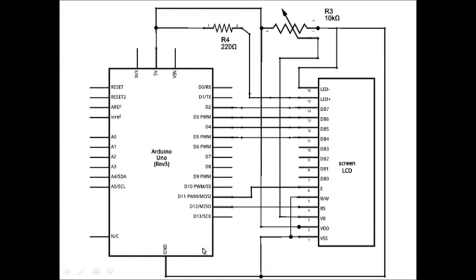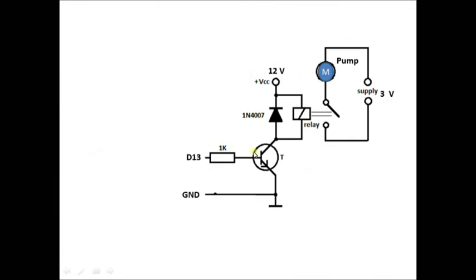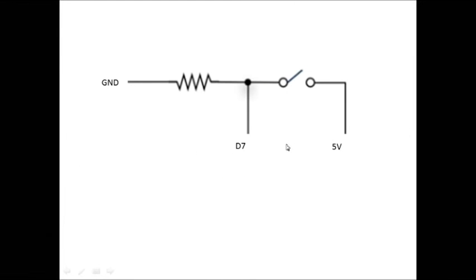For the next one, this is the list of connections that you must connect between the LCD screen and the Arduino Uno. Next, this is the list of connections that you must connect between the relay, the power supply, and the pump, and these things also go to the Arduino Uno. Next, these are the connections for the micro switch. This one is the micro switch, and this one is a resistor.